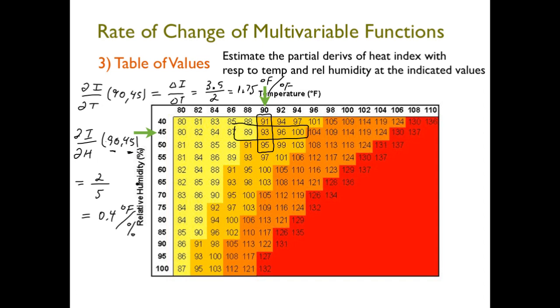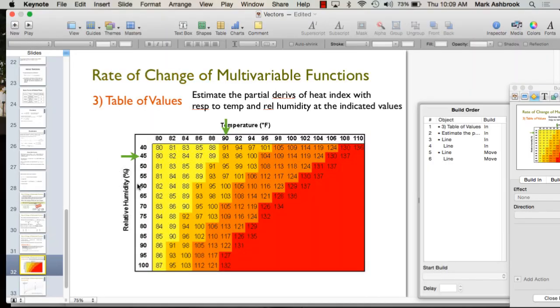So does using a table to determine partial derivatives make sense? You're basically doing change in z over change in x, and then change in z over change in y using just what you have there, using the best that you have. Anybody have a question on that? Okay, so the last thing is with a contour plot.